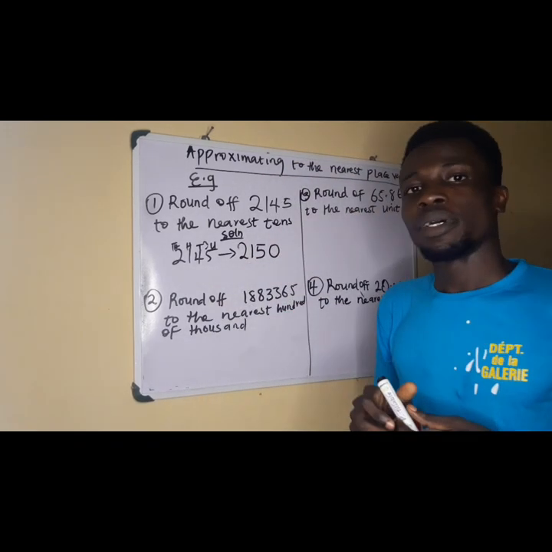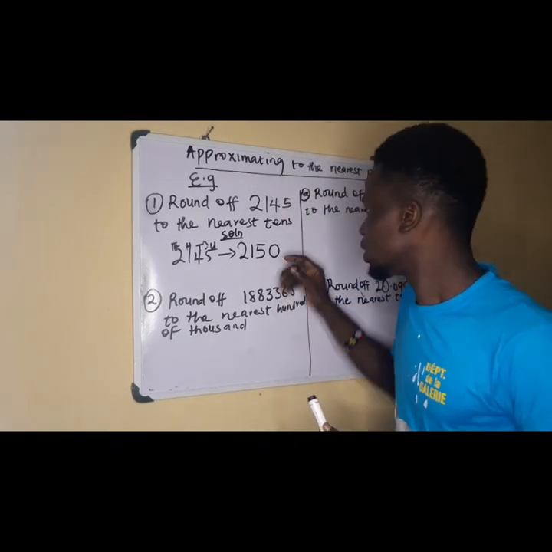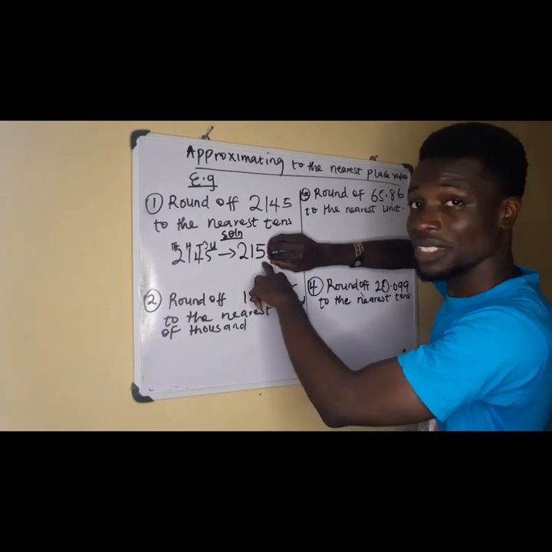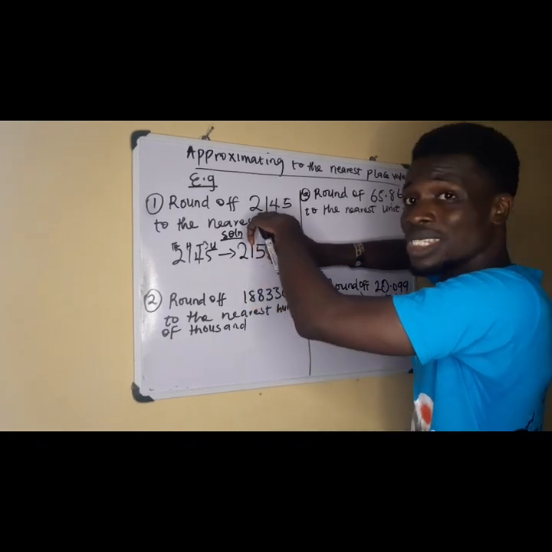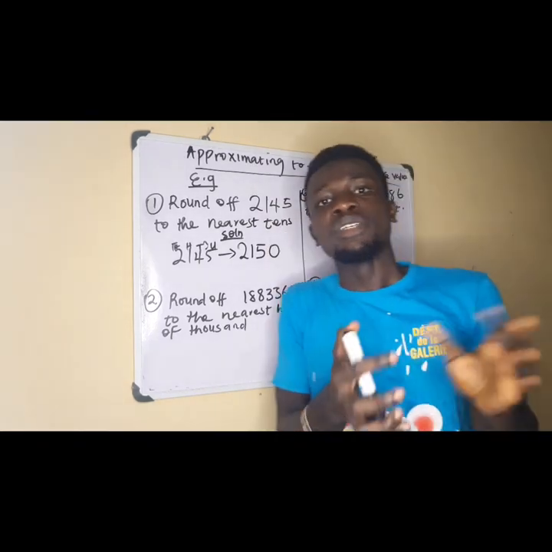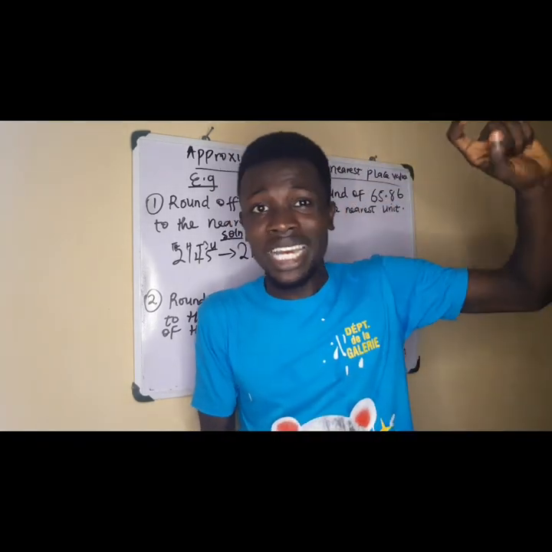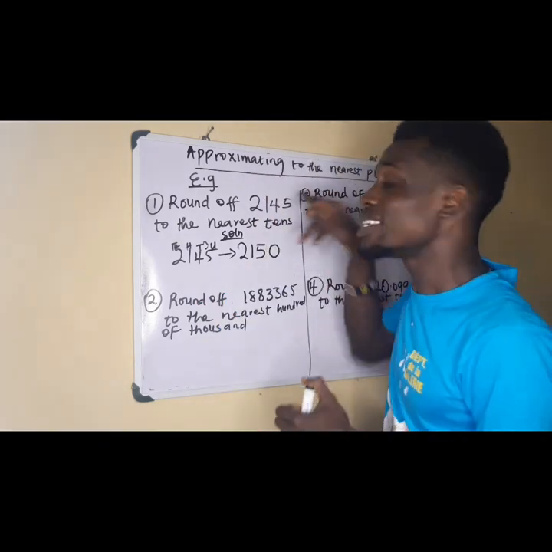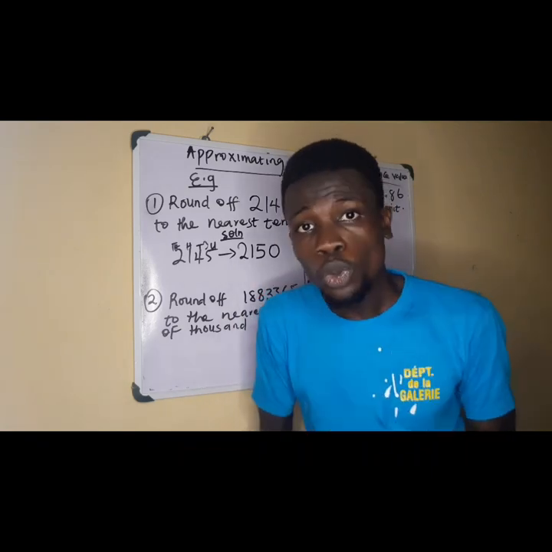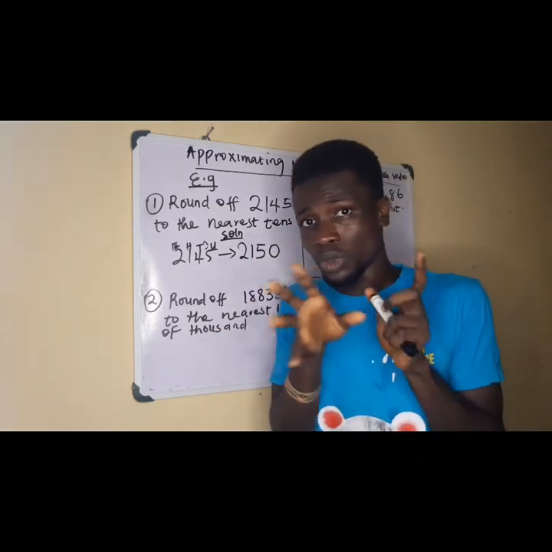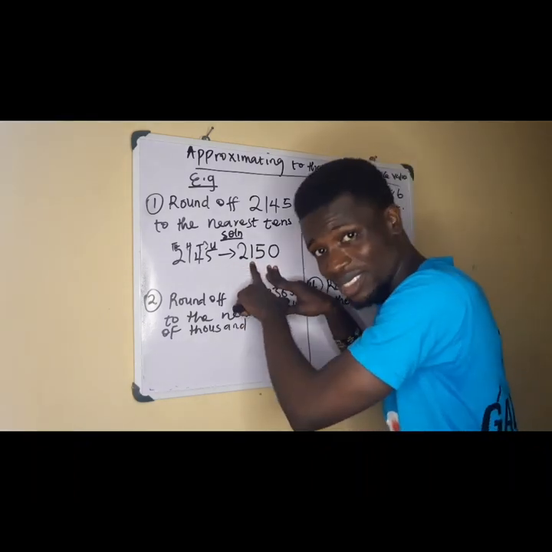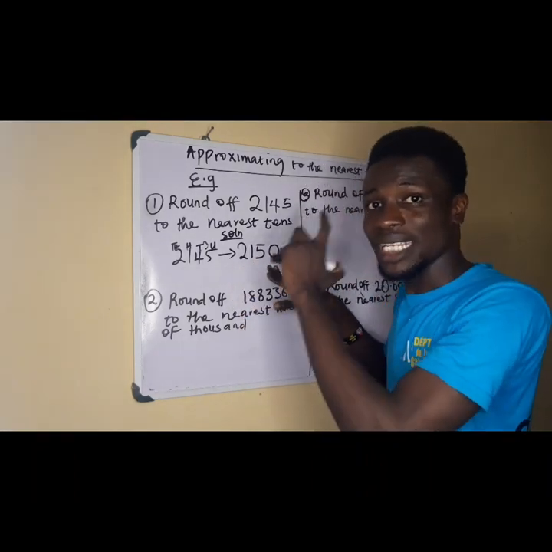2150. Yes. Why did I add 0? If I don't add 0 and add only 5, this number will just be 215. But the question is 2145. In maths, you can do any other thing, but you cannot change the original context of the equation. And in this case, the highest place value in this equation is 1000. So it must not change. So in order for it not to change, you have to add 0, so that this thing will still be 2000, that is 2000 being the highest place value.